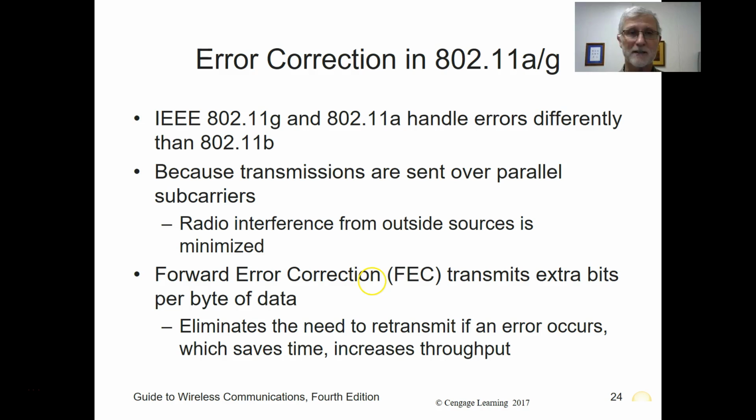The header format changed a little bit. Error correction between A and G changed. It definitely changed from B, because now that I've got parallel subcarriers, I don't have to worry about it as much. So now I've got a few extra bits for forward error correction, FEC.